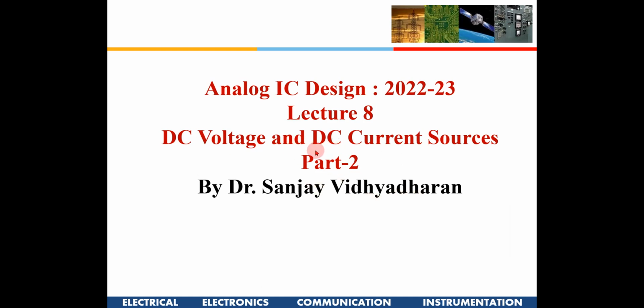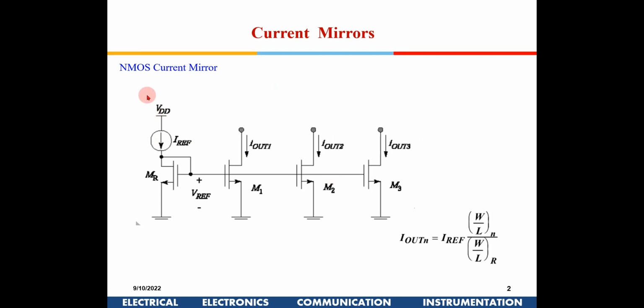In the last class, we started with current sources. So we'll quickly go through what we did in the last class, and then further see some advanced current sources today. This was an NMOS current mirror where we had an I reference. This I reference is generated by a bandgap circuit, which would be stable with respect to VDD and temperature.